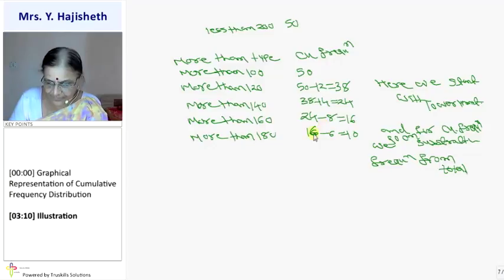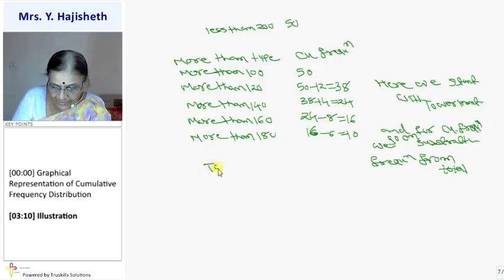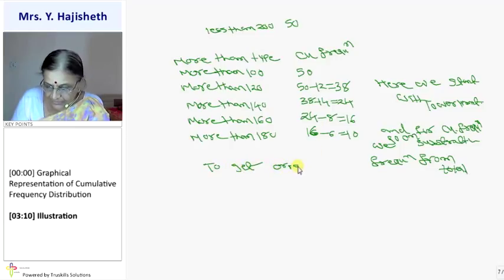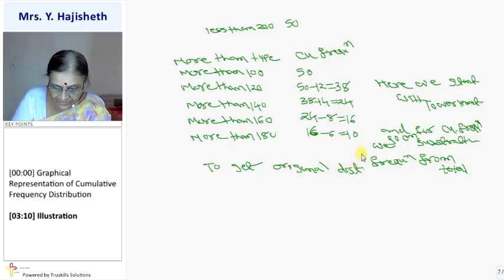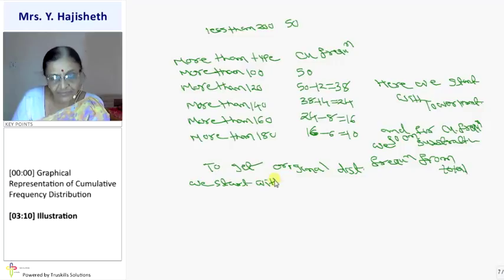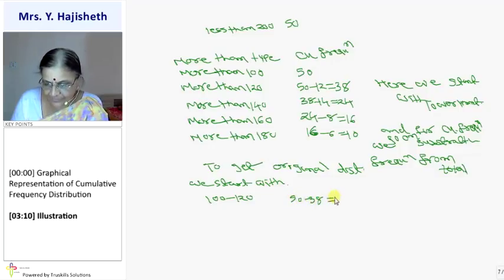Okay, suppose you want to get the original distribution from more than or less than. We start with lower limit, so 100 to 120 और हम 50 माइनस 38 करेंगे तो 12 आएगा. क्लियर.